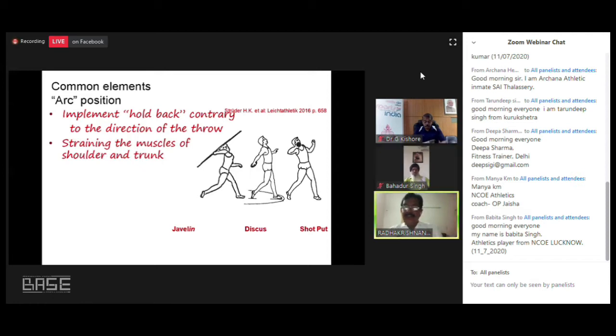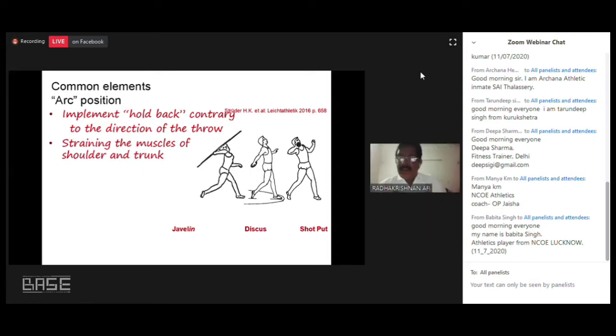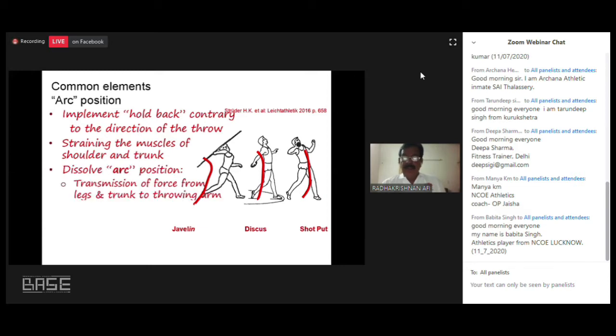And straining the muscles of shoulder and trunk, that means creating a torque or creating a power position before the release. In all the three throws, shot put, javelin, discus, you can find this. They are straining the muscles of shoulder and trunk, and then dissolving the arc position and making a delivery. And that is transmission of force from the legs and trunk to the throwing arm.